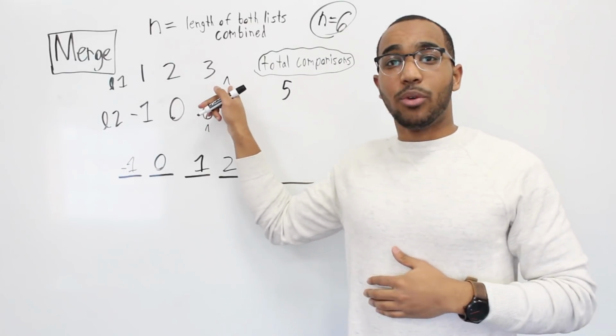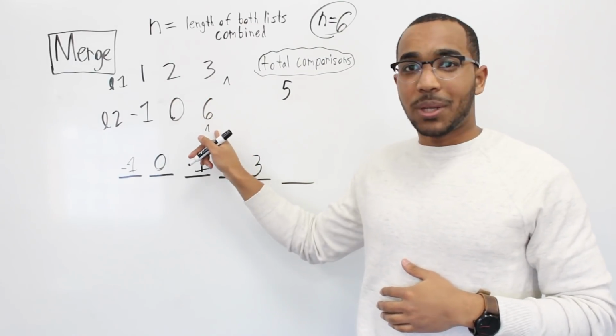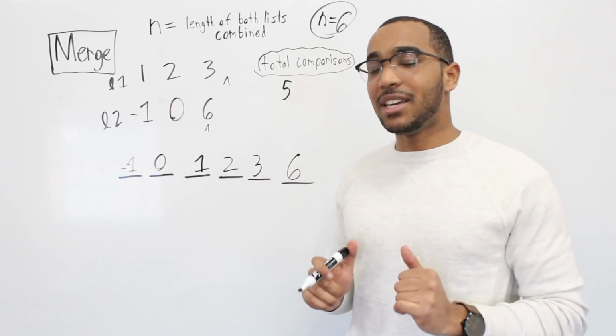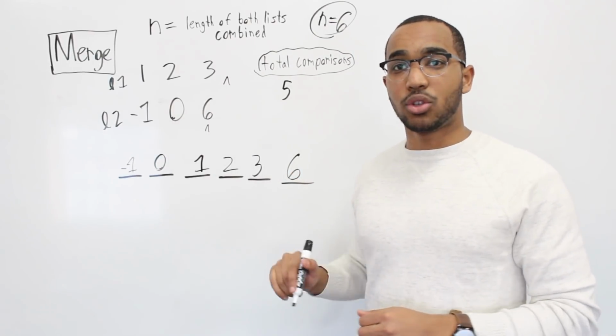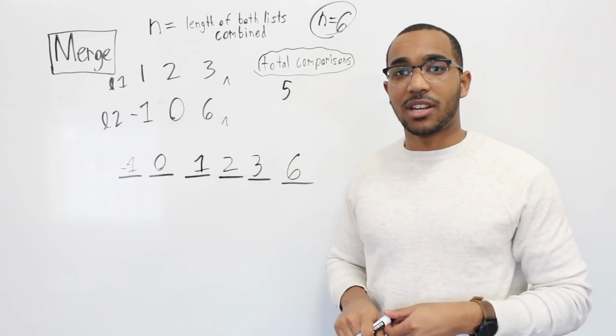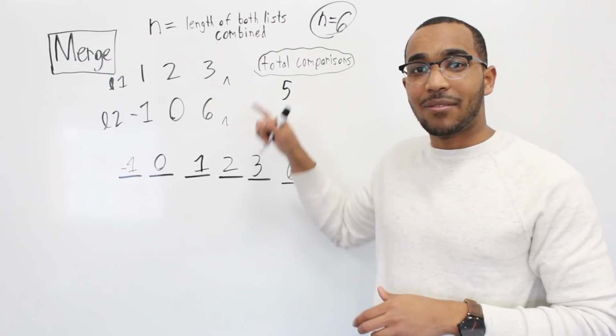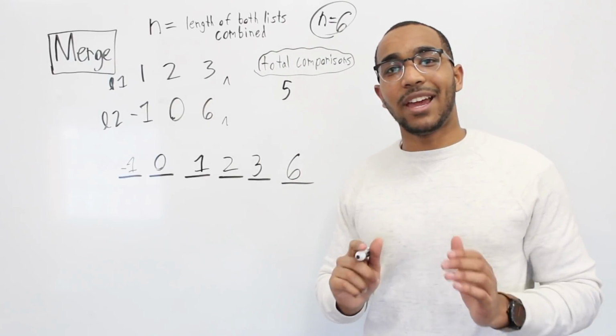And finally, we've run over all of list 1, so we just place the 6. We don't do a comparison at the final end. And now what we finally see is that we've done all of the sorting. Both lists are exhausted. How many comparisons have I done? 5 comparisons. What is n? 6.